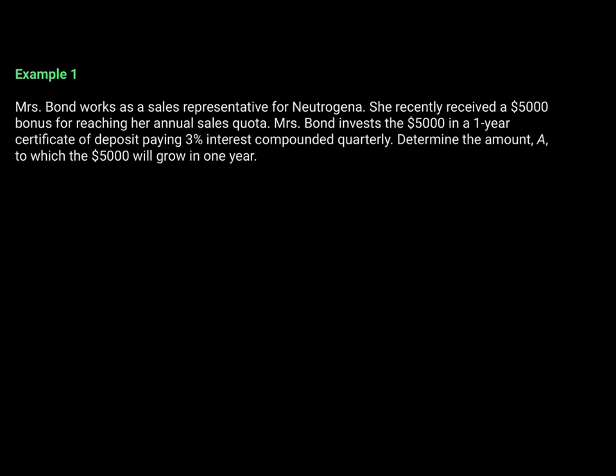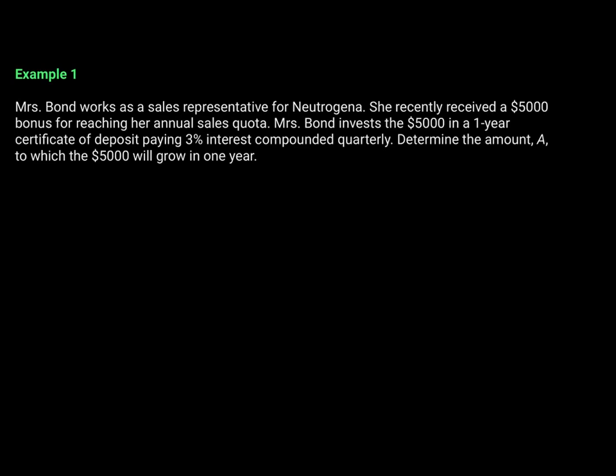All right, in our first example, we have Mrs. Bond, who's a sales representative for Neutrogena. Mrs. Bond receives a $5,000 bonus for reaching her annual sales quota, and she invests the $5,000 in a 1-year certificate of deposit, paying 3% interest, compounded quarterly. Determine the amount to which the $5,000 will grow in 1 year. That amount we're calling capital A.